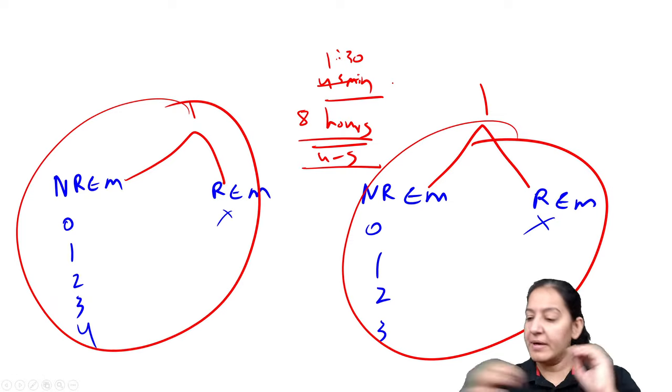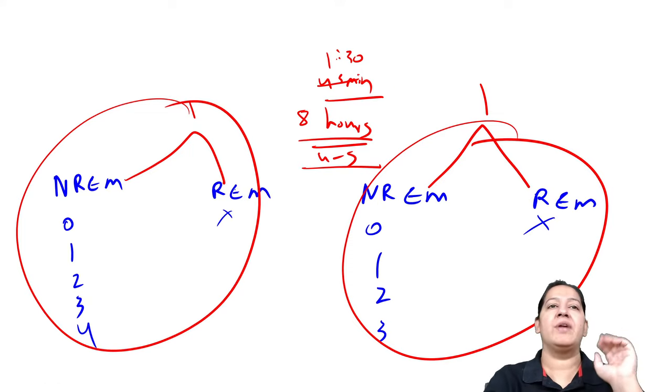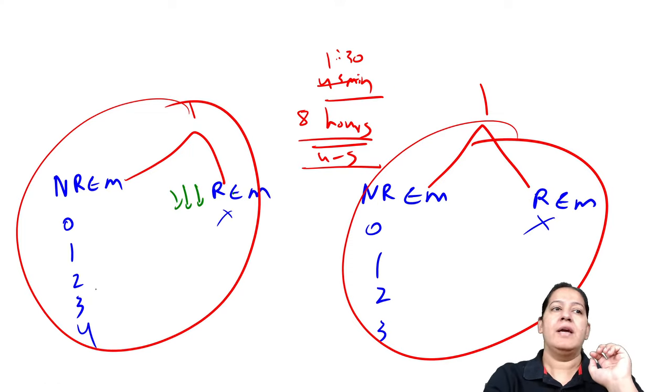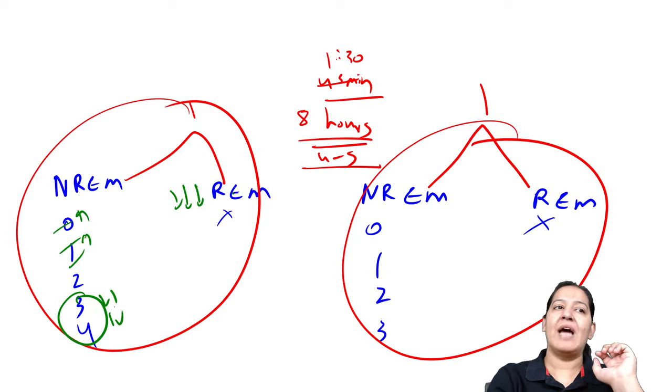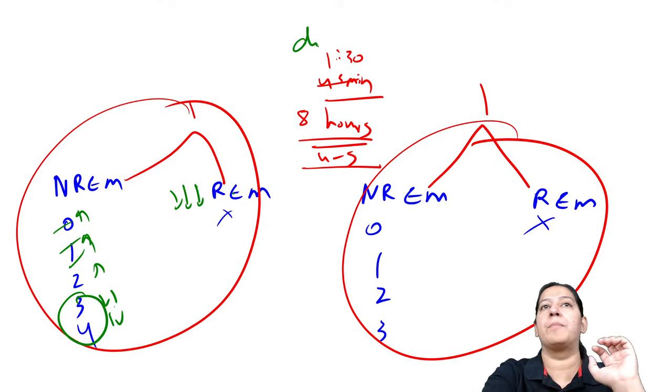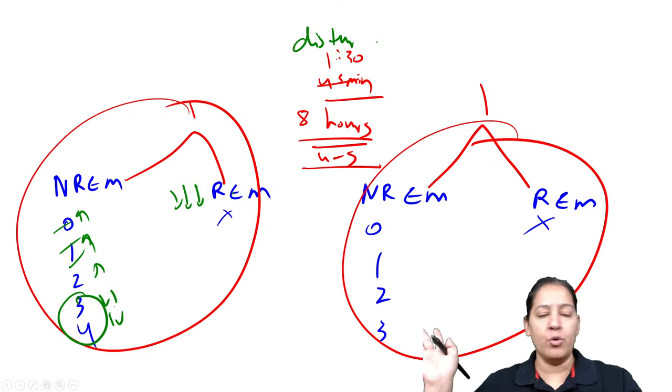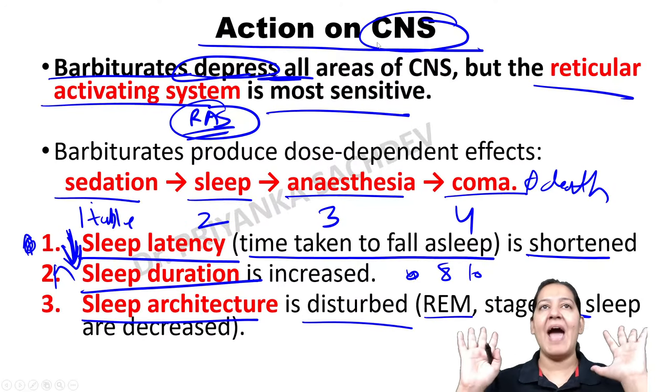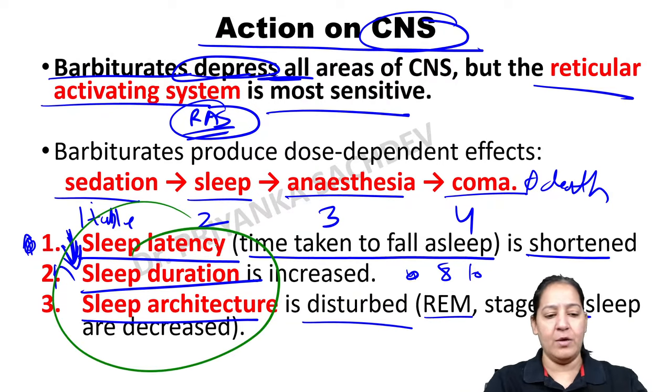Anyways, this is normal. But if someone is taking a tablet of barbiturate, the REM duration will decrease and stage 3-4 will decrease. Stage 0-1-2 will increase. So the sleep architecture is disturbed. It is not normal. What is the disturbance? You got it. Give me a thumbs up. So that is the action on the brain. In the brain, what is the summary?